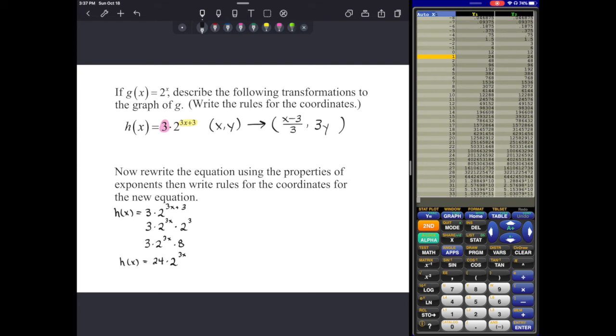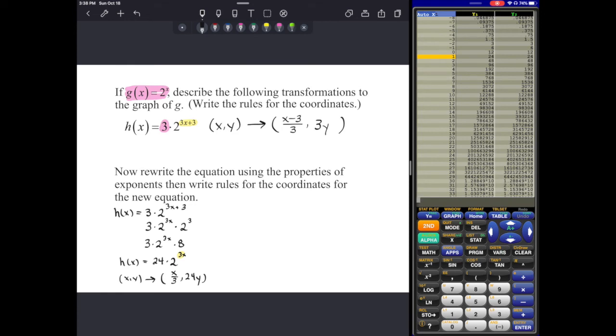Okay, so we're still using our parent function right now as being like g of x is equal to 2 to the power of x. Okay, so our rule in this case then, if you're thinking about it, would be from x comma y to, if we're multiplying our x times 3, that means we have to do the inverse, so we're going to say x divided by 3, and then we have 24y.